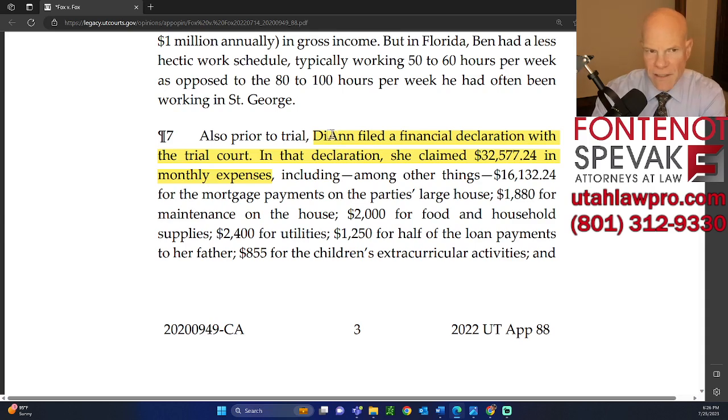She filed a financial declaration with the trial court, and in that declaration, she claimed $32,577.24 in monthly expenses. So you need to understand that in any alimony case, this financial declaration that you file with the court is going to be an extremely important document. It's got an individual section, and then it's got a marital standard of living section. And then that marital standard of living section is going to be very important because that's where you're going to be able to at least make your argument to the court as to what the total standard of living was during the marriage prior to separation.